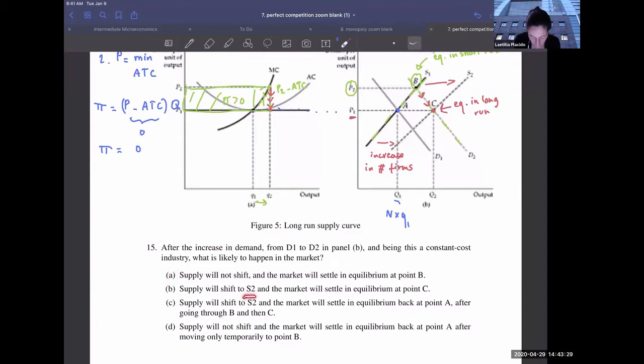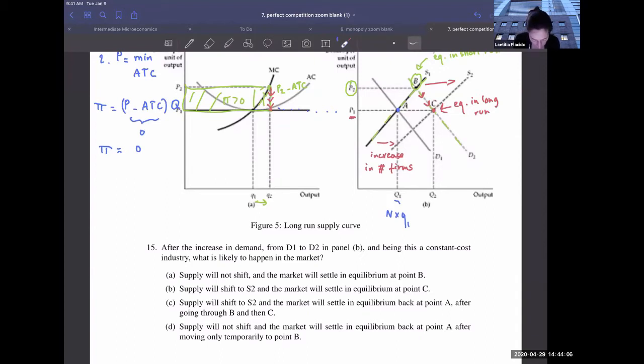Option B: supply will shift to S2 and the market will settle in equilibrium at point C. Okay, so that's what I've just explained. Firms are going to be attracted by that market, they are going to enter the market, and so the supply curve is going to shift to S2, okay? And this process will continue as long as there are positive profit opportunities on that market. And in C, the profit is zero, so firms are not entering the market anymore. So it looks like B is our option.